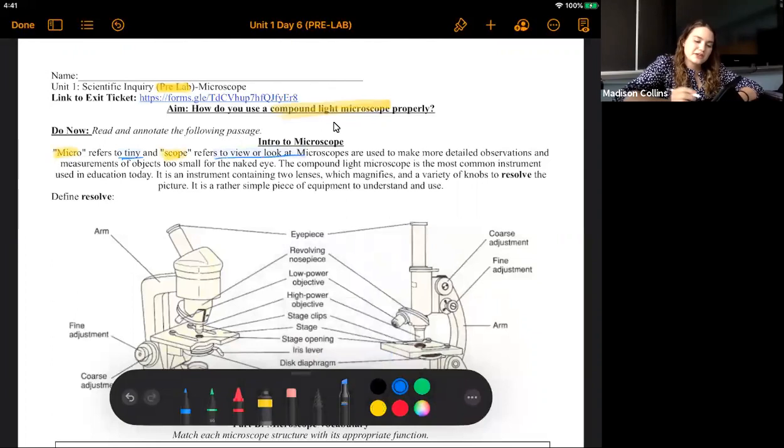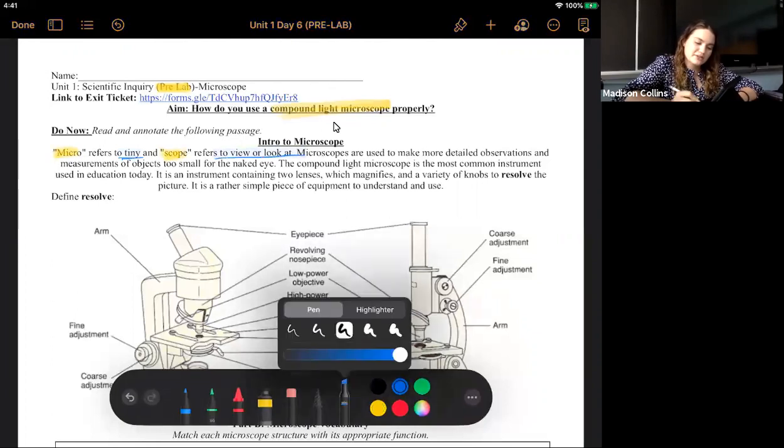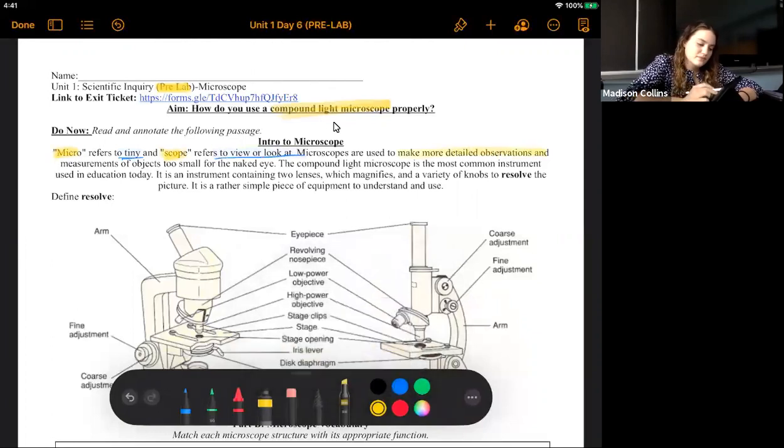Microscopes are used to make more detailed observations and measurements of objects too small for the naked eye. The compound light microscope is the most important instrument used in education today. It is an instrument containing 2 lenses which magnifies and a variety of knobs to resolve the picture. It is a rather simple piece of equipment to understand and use.